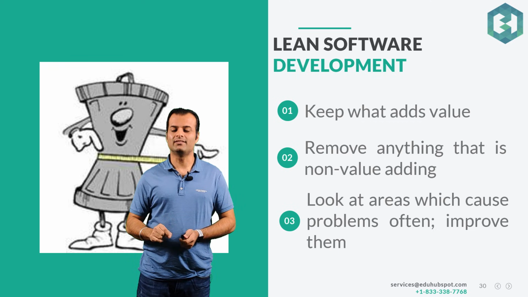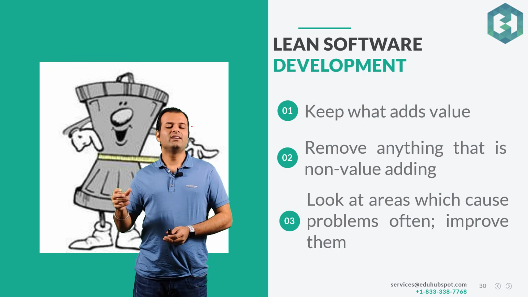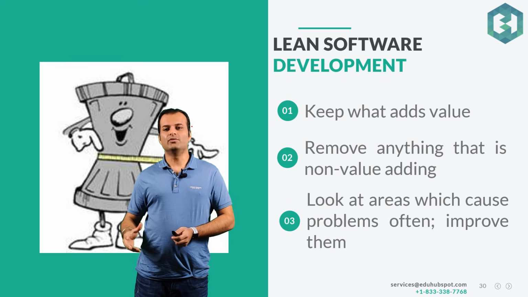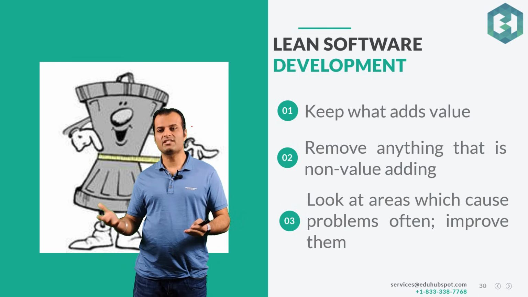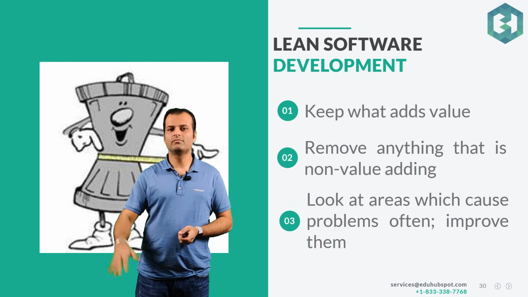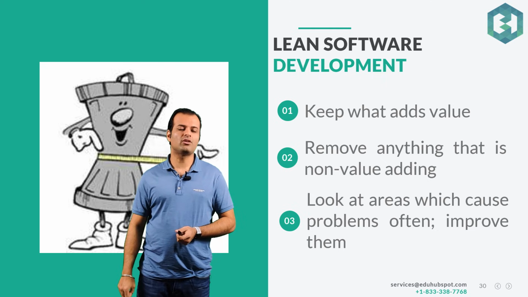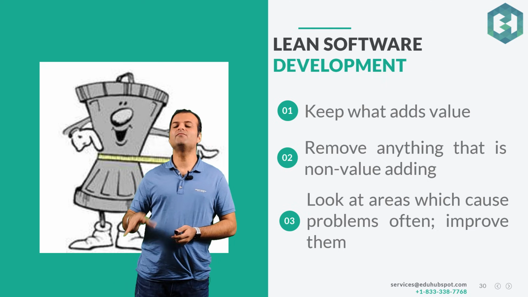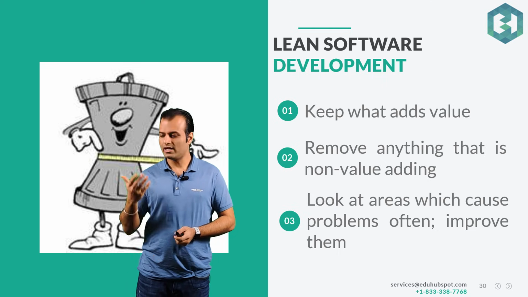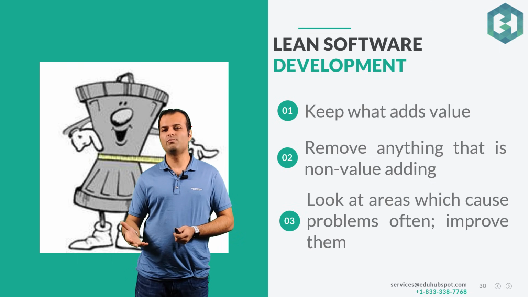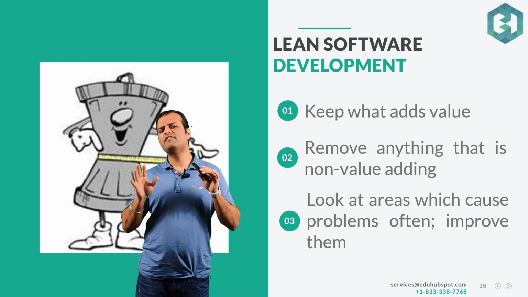Lean is also Agile. Scrum is also Agile. Lean is all about adding value. It's all about removing waste. So if you see something which is extra, which is of no value, remove it. That's what lean is all about. It removes anything which is not adding any value. It looks at the areas which cause problems and it improves them. This is at a very basic level.